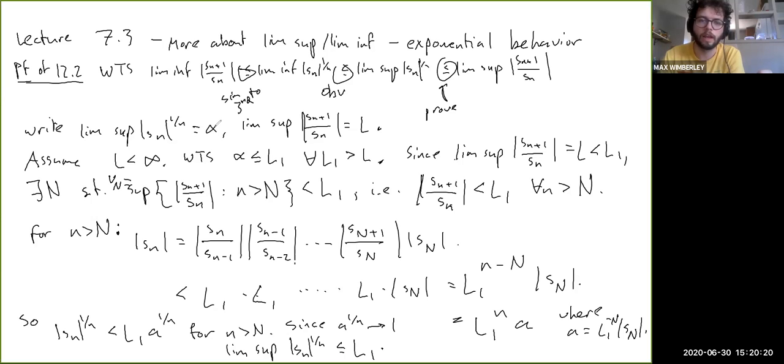We wanted to show that alpha is less than or equal to L1. And of course, L1 was arbitrary. So alpha is less than or equal to L, which is what we wanted.